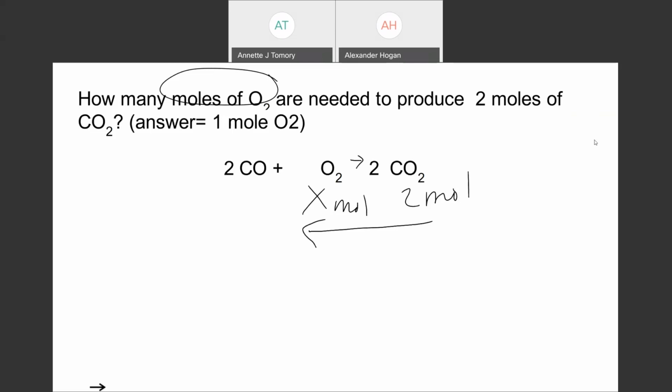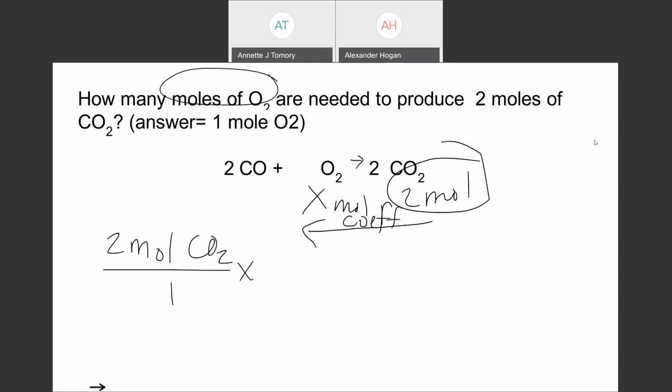This time I'm going to go backwards. Once again, anytime you have that horizontal line, we're going to use those coefficients from the balanced equation. So this is our starting point. The 2 moles are our starting point. 2 moles of CO2 over 1. We have moles of CO2 on the top. We need to put moles of CO2 on the bottom. That coefficient is going to go on the bottom.